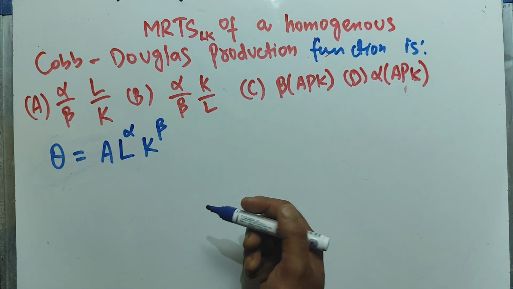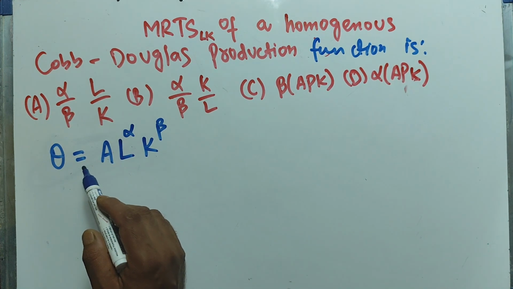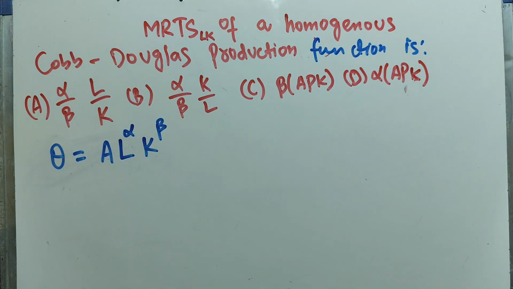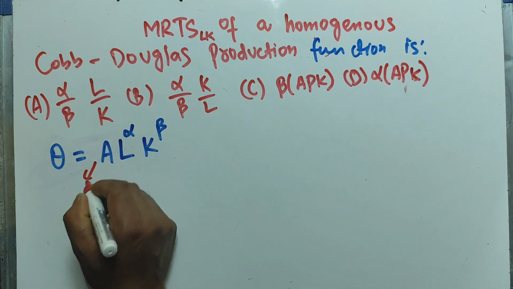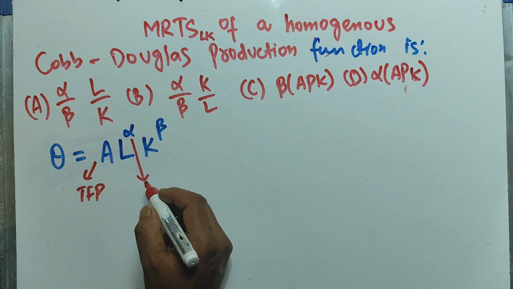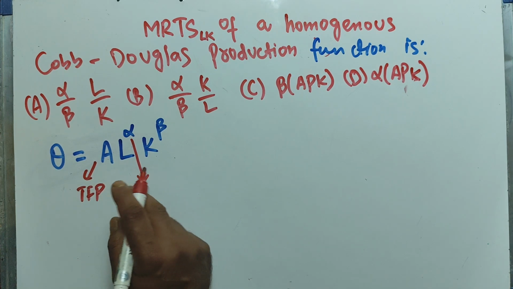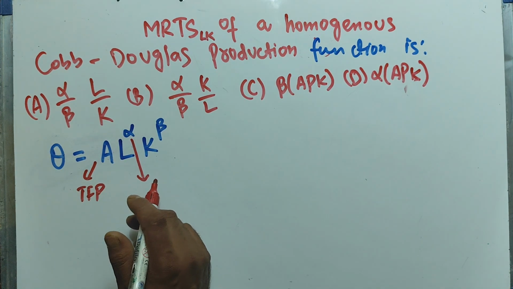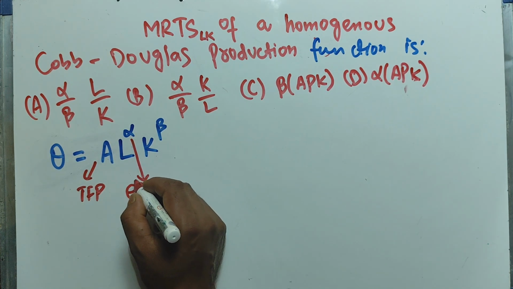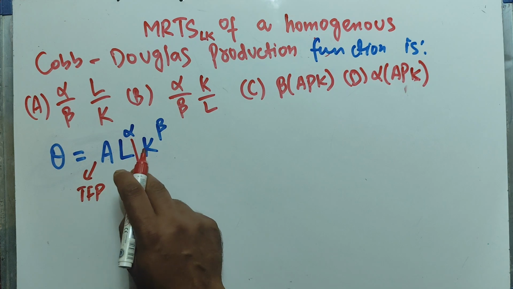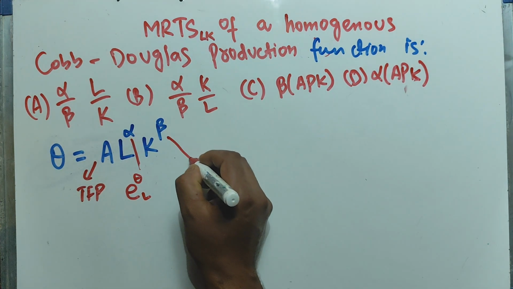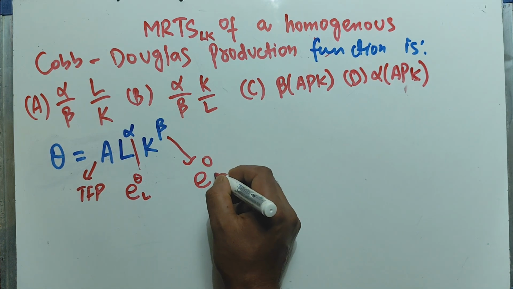standard Cobb-Douglas production function in this form. That is, output is equal to A times L to the power alpha times K to the power beta. A denotes the total factor productivity, alpha denotes the output elasticity of labor. Let's denote it by E, which denotes the elasticity. I am doing this symbolization, otherwise it is not given. And beta denotes the output elasticity of capital.